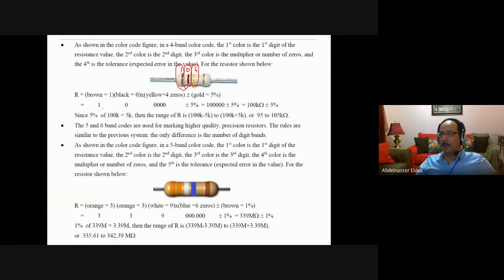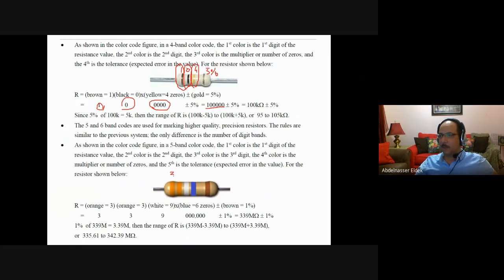Okay, so how can we translate these 2 numbers? It will be 1, 0, and 4 zeros. And the gold is 5%. That will be 1, 0, and 4 zeros. And this means that this is 100,000 or 100 kilo ohm plus or minus 5%. This is the resistance.